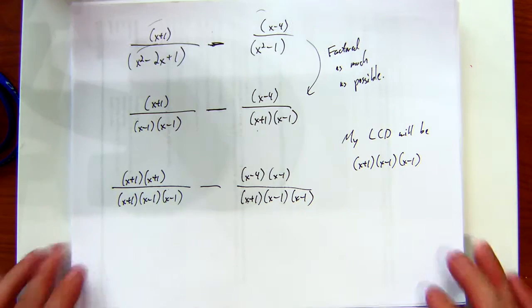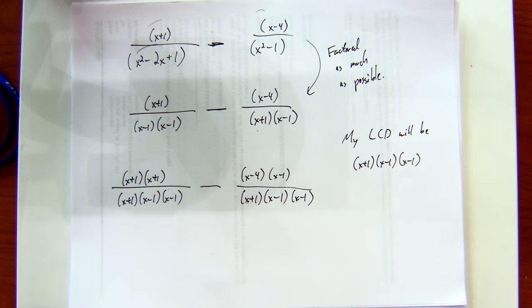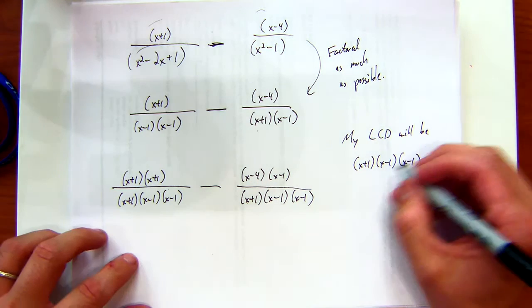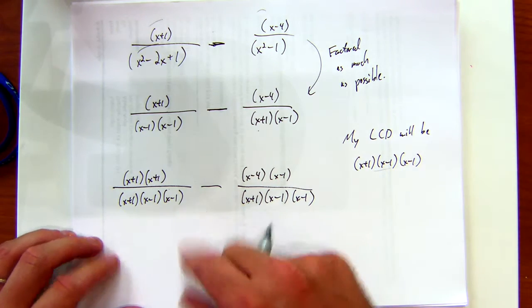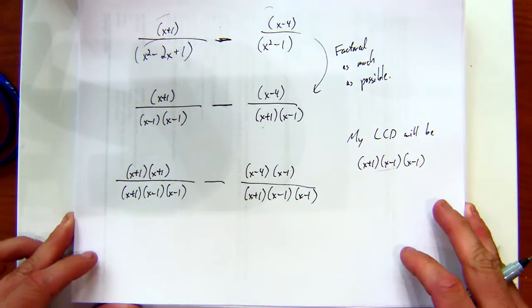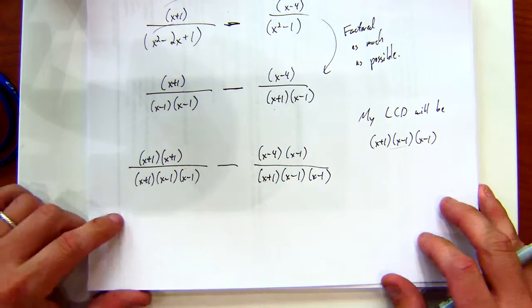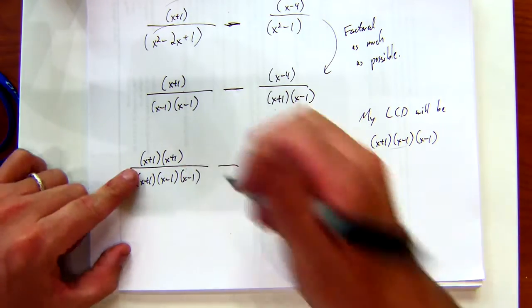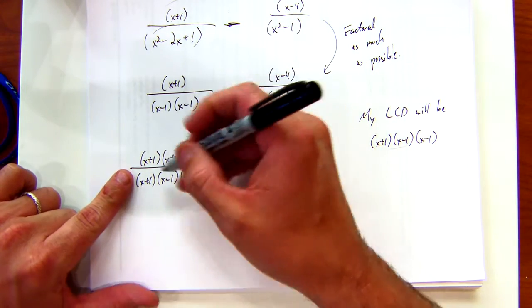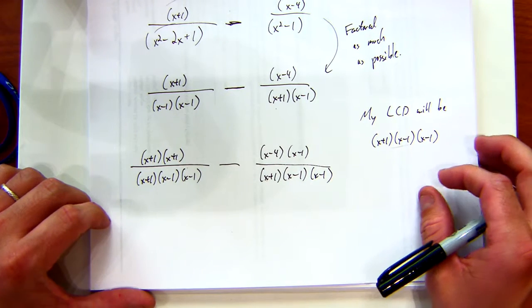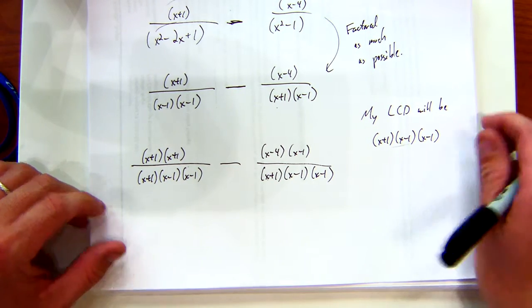Okay. So again, I've got my LCD as this. I don't want to keep writing all these things out. In the end, you might want to write it out, and I'll show you why in a minute. But let's go ahead and try to subtract these things now. Before I subtract them, though, what do I have to do to the numerators? Yeah, I actually have to multiply them out, right?